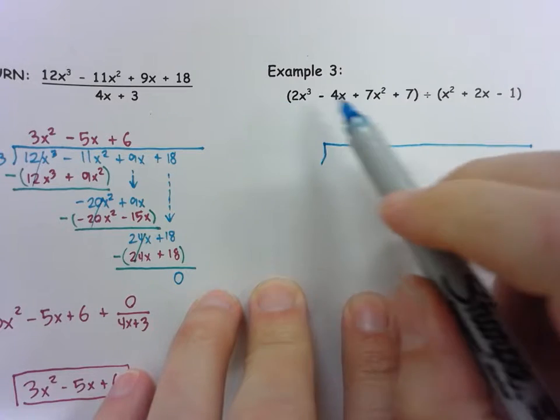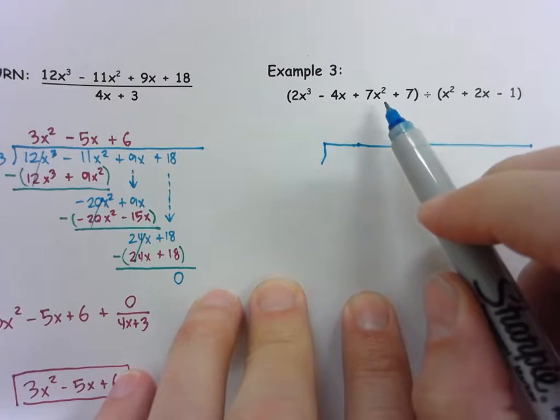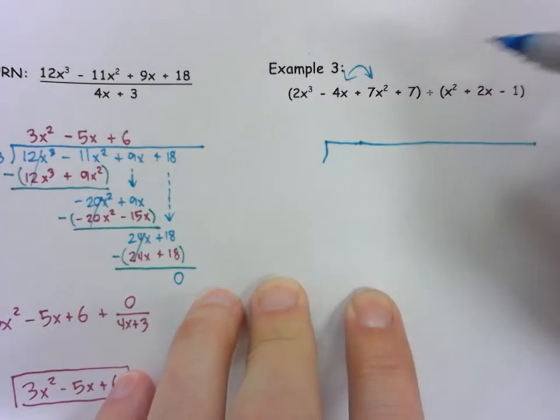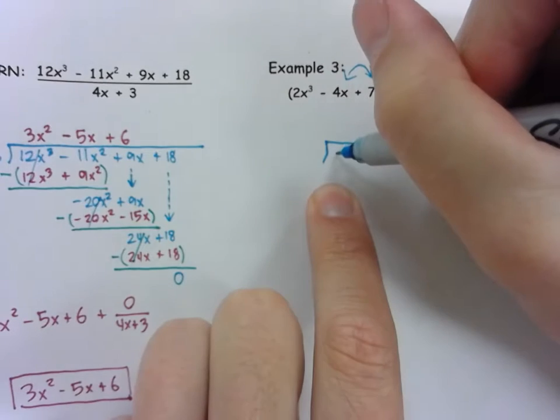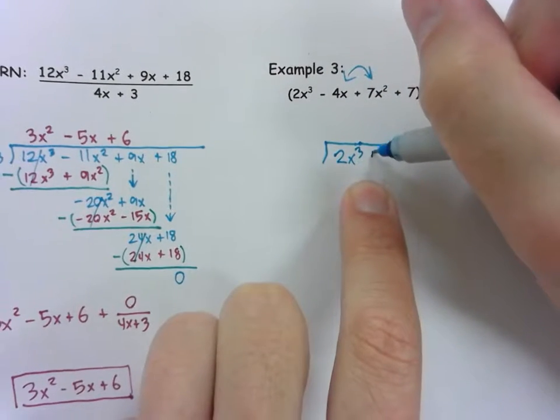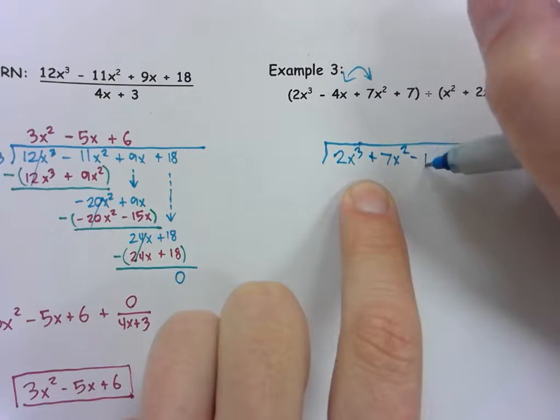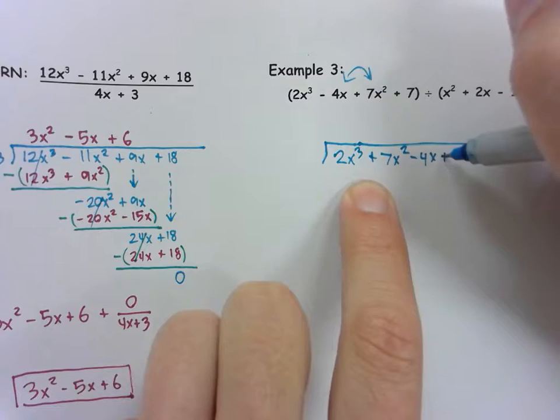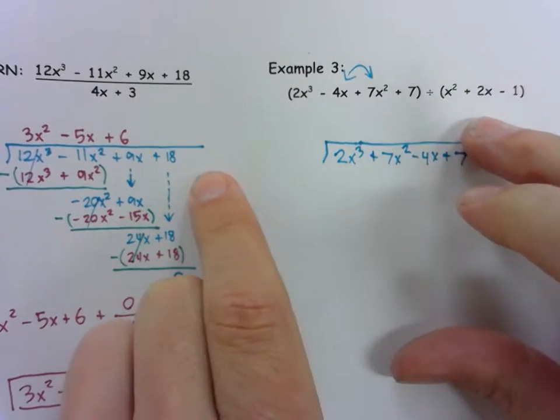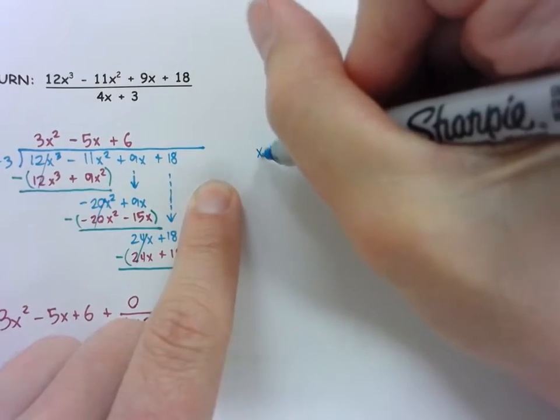This one has a couple things out of order. It's got a cube, and then an x, and then a squared, and then a constant. So these are backwards. So we want to make sure we write it in the correct order. So that's going to be 2x cubed plus 7x squared minus 4x plus 7. And on the outside, I'll have my three terms, x squared plus 2x minus 1.